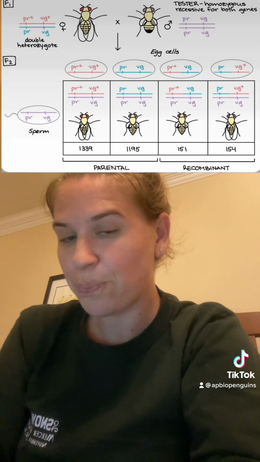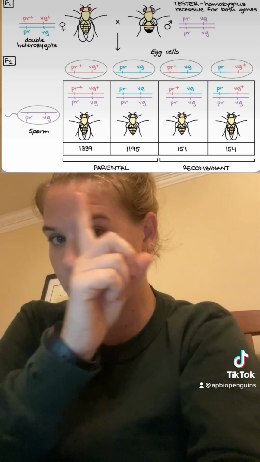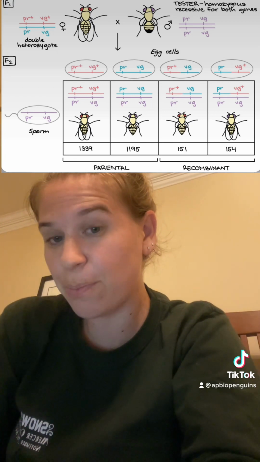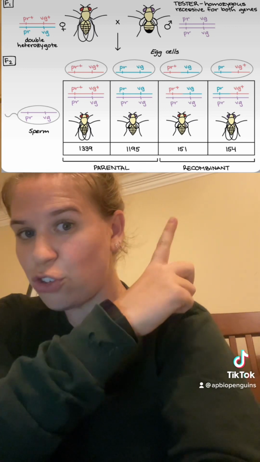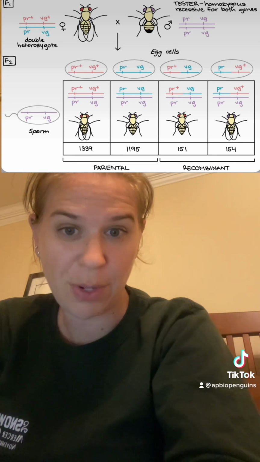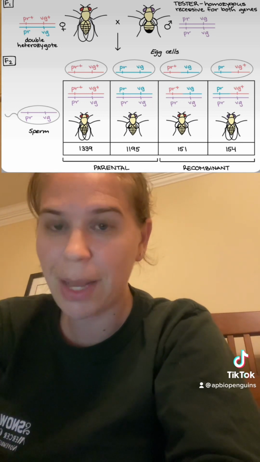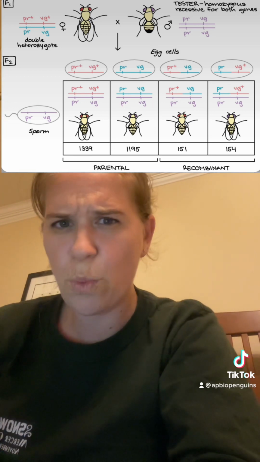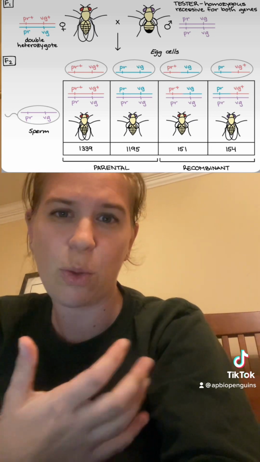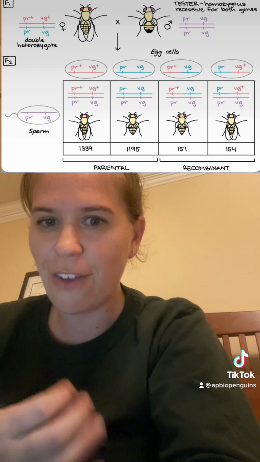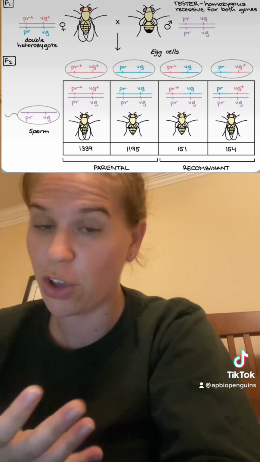So if you look at this, we have two that are going to be parental, so they look just like the two parents. So there's the heterozygous individual and the homozygous recessive. And then there's two that are going to be recombinant phenotypes. So this is some new combination: vestigial wings with red eyes, or normal wings with white eyes. So this is kind of a new combination than what we saw in our parents.